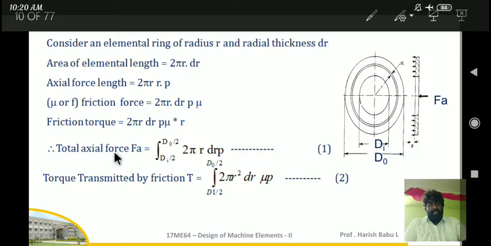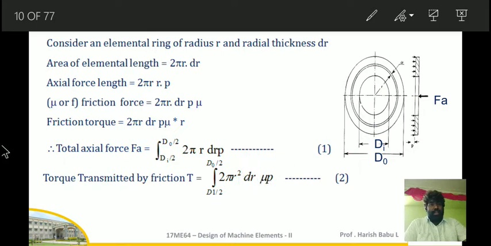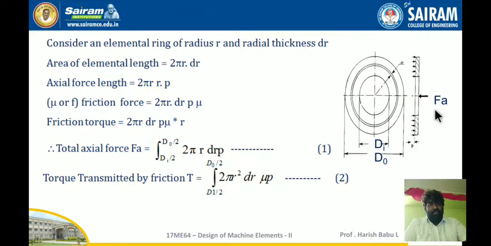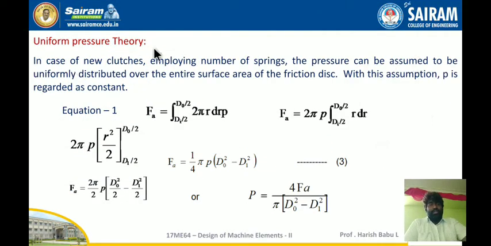So in the previous video, we saw the equation for the total axial force and torque transmitted by the clutch. Now we're going to consider the condition based on uniform pressure or uniform wear theory. So let us go for the first condition, uniform pressure theory. Uniform pressure theory is normally used for new clutches.